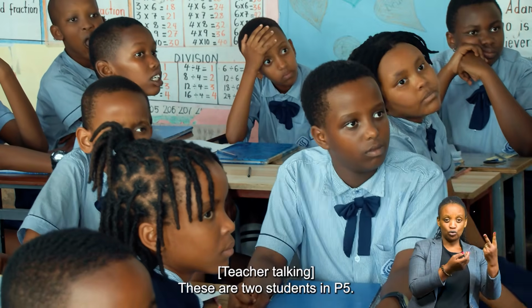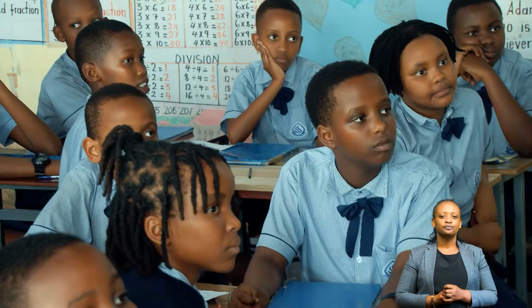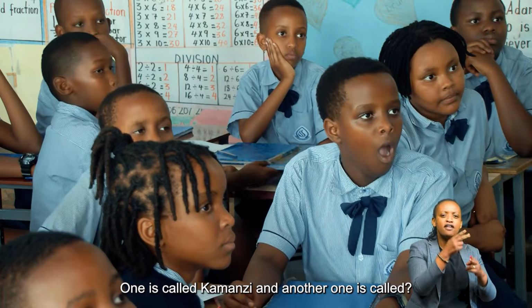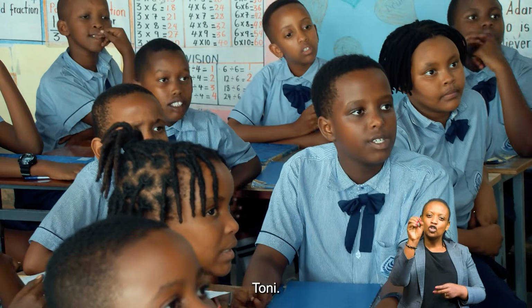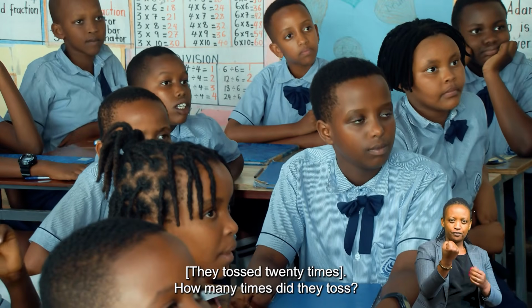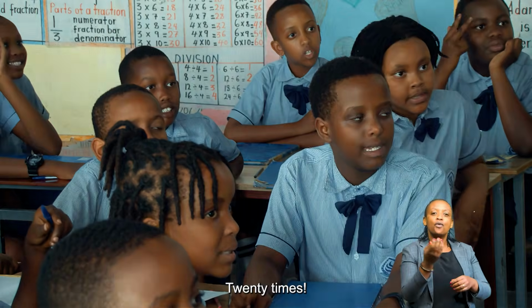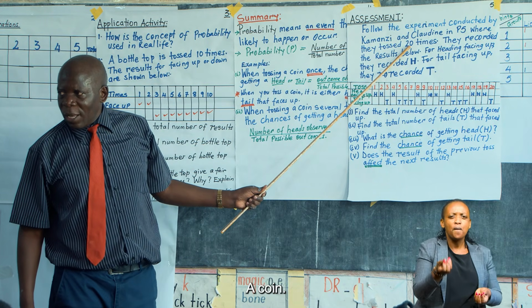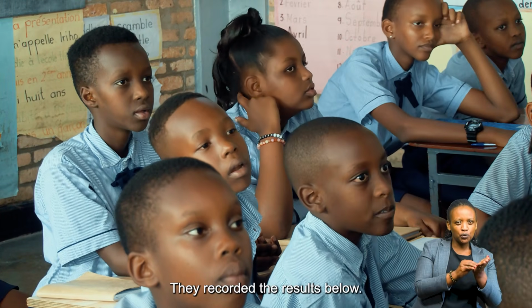These are two students in P5. Are we together? Two students in P5. Are you following? Yes. One is called Kamanzi and another one is in P5, where they tossed 20 times. How many times did they toss? 20 times. And what were they tossing? A coin. They recorded the results below.